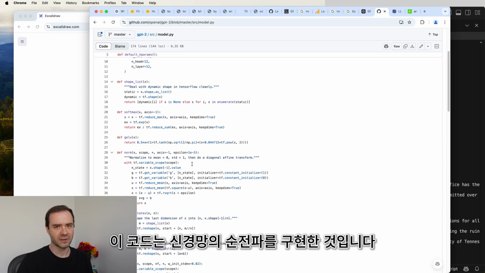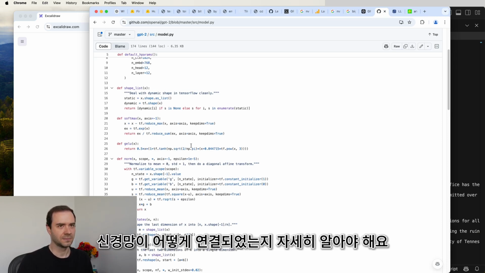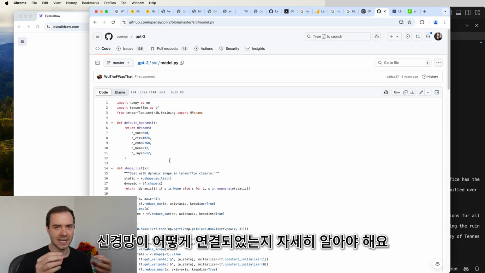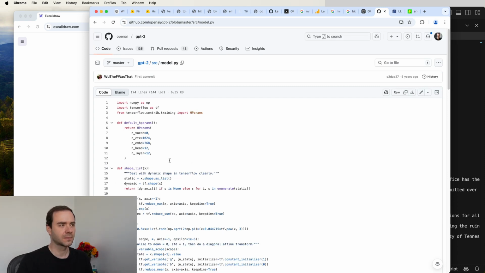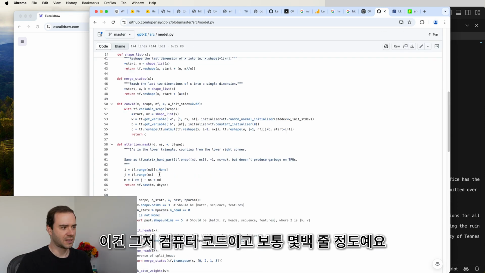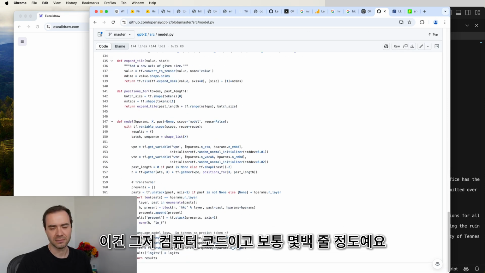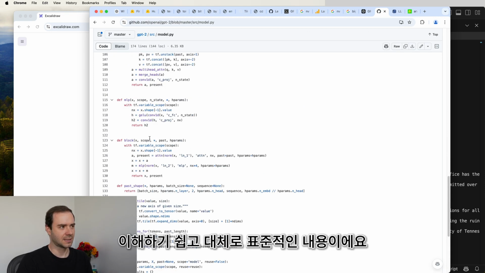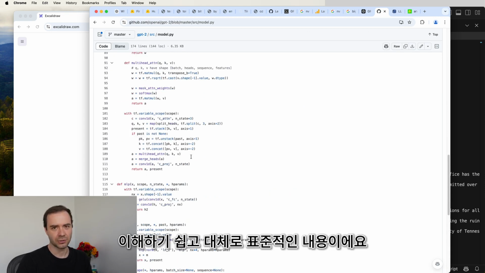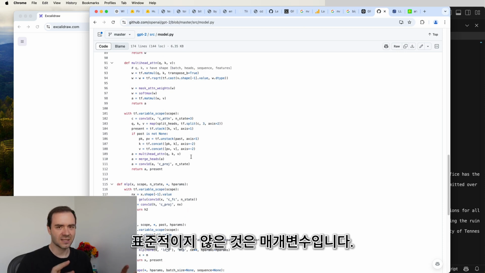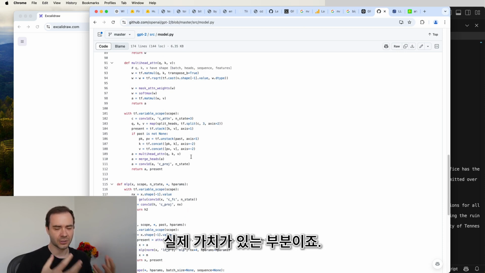So this code is implementing what's called the forward pass of this neural network. So we need the specific details of exactly how they wired up that neural network. This is just computer code, usually just a couple hundred lines of code. It's not that crazy, and this is all fairly understandable and usually fairly standard. What's not standard are the parameters. That's where the actual value is.